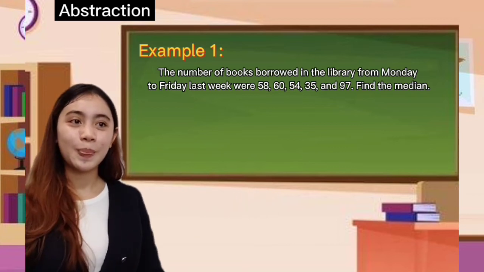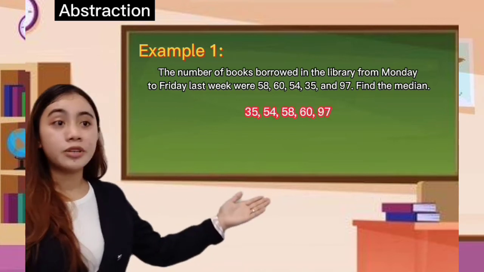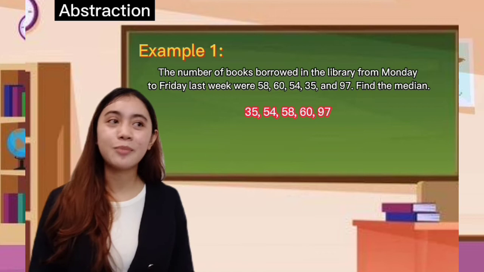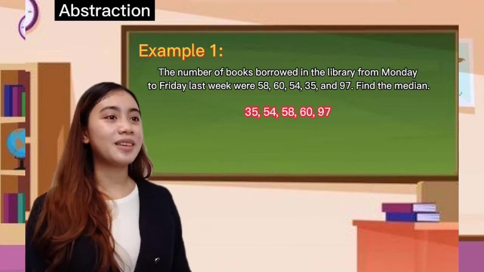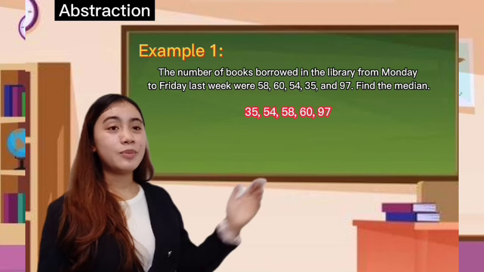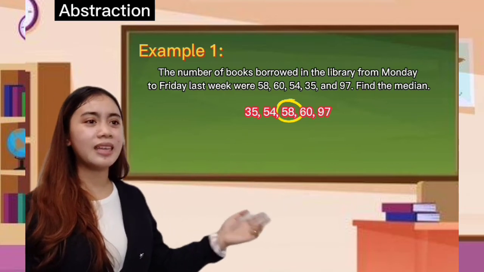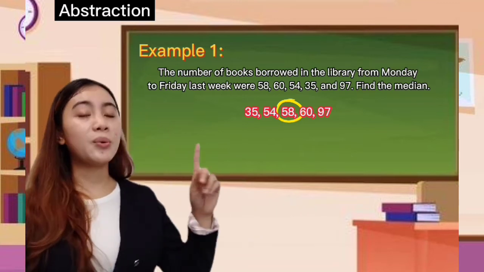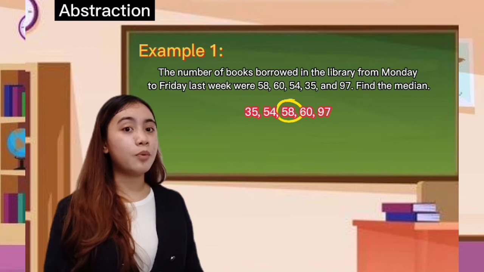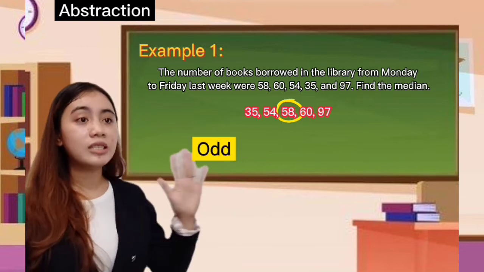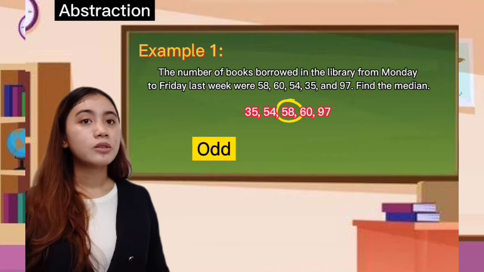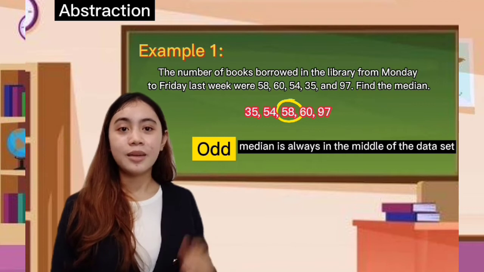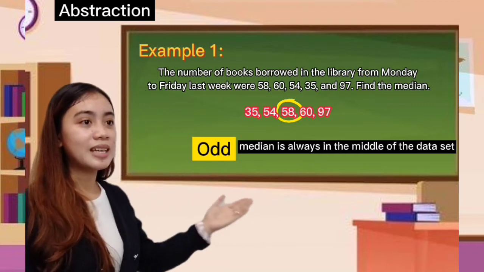Yes, Cedric? Okay, thank you. Are the numbers now arranged in ascending order? Okay, now who can give me the middle number? Yes, Nina. Very good. The middle number is 58. So class, what have you observed in our data sample? Okay, very good. Our data sample is an odd sample since there are only 5 samples. So always remember that when we have an odd sample, the median is always in the center.